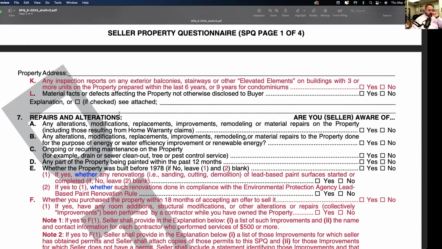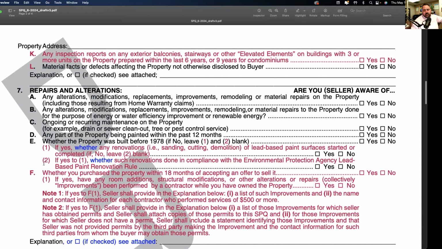Okay? Next is where that new law comes into place in July. Whether you purchased the property within 18 months of accepting an offer to sell it, yes or no. If yes, have any room additions, structural modifications, or other alterations or repairs, collectively improvements, been performed by a contractor while you have owned the property? Yes or no. If yes to F1, seller shall provide in the explanation below a list of such improvements and the name and contact information for each contractor who performs services of $500 or more.